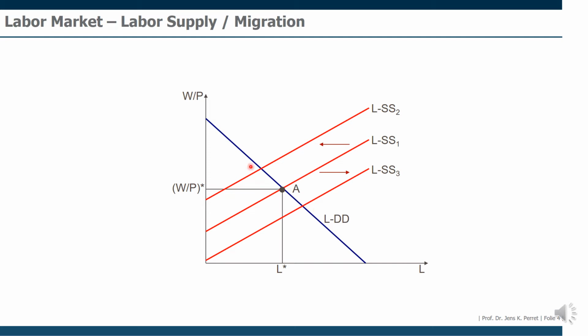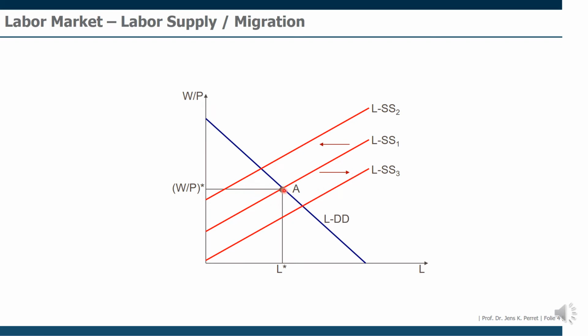So that's one idea which might affect a change in labor supply. Another effect might simply be an increase in population. So population growth, positive population growth, might actually have the same effect as immigration. We'll have a positive effect on labor supply, giving us this new equilibrium.